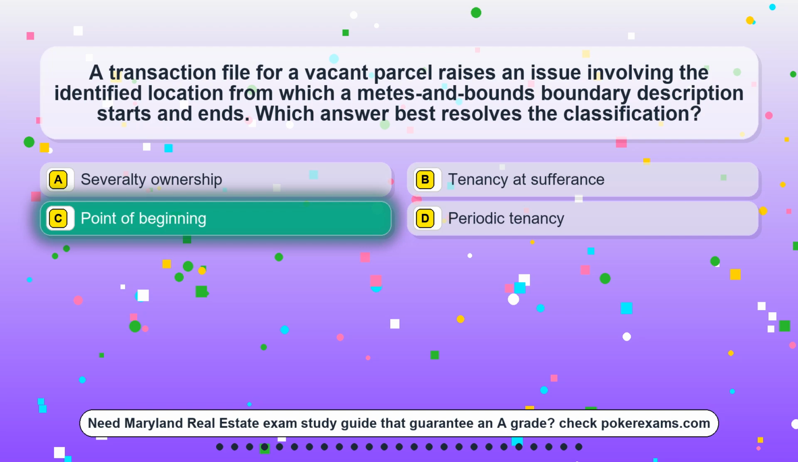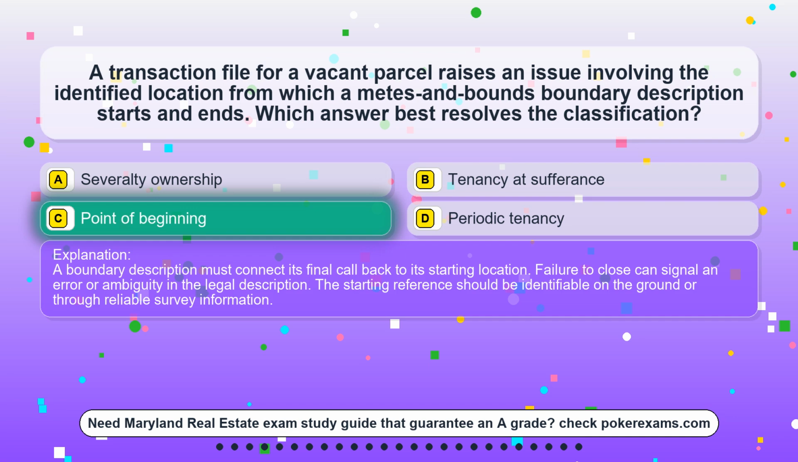The correct answer is option C, point of beginning. A boundary description must connect its final call back to its starting location. Failure to close can signal an error or ambiguity in the legal description. The starting reference should be identifiable on the ground or through reliable survey information.